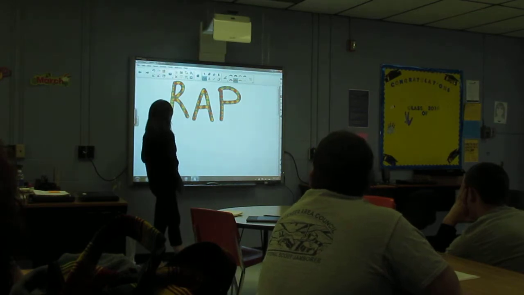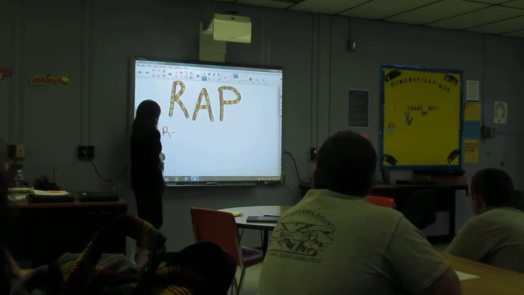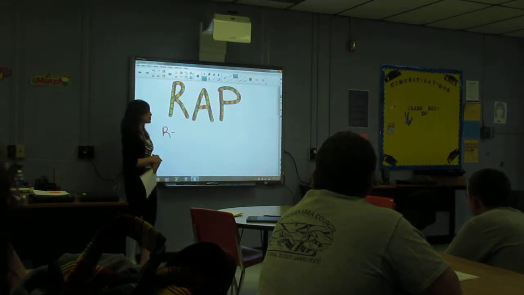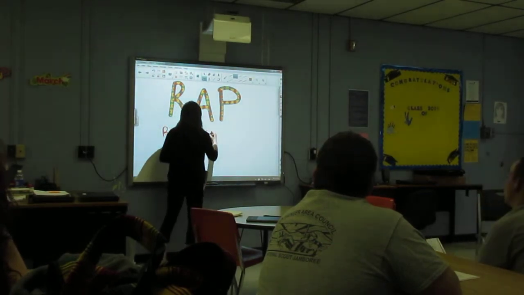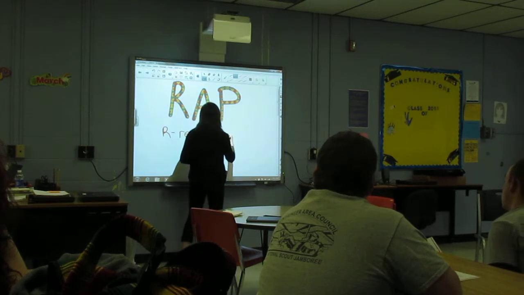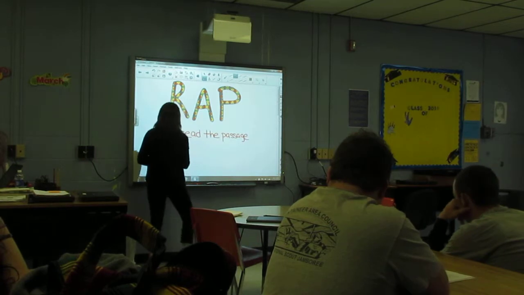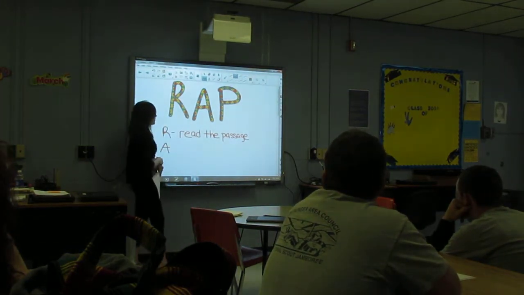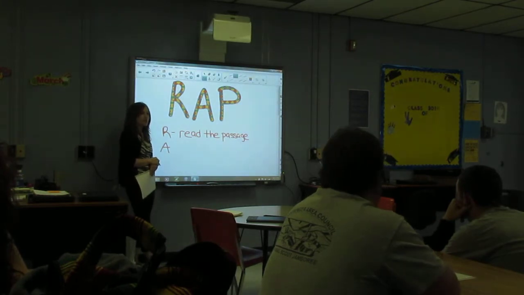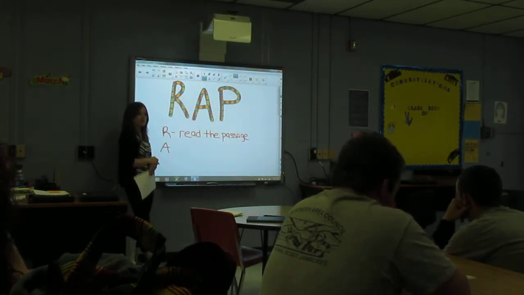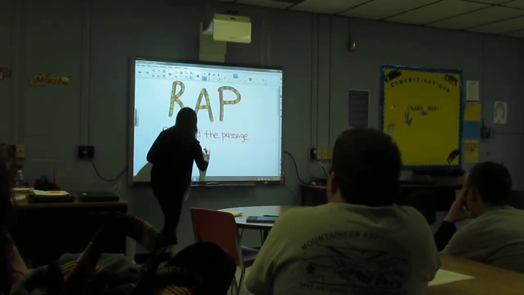The R stands for read the paragraph, or read the passage, depending on what you're trying to read. Read the passage or paragraph. Next is A. A stands for ask questions. You need to ask questions about what you've just read in order to understand it or to find the main idea. So we're going to ask questions about what you've read.